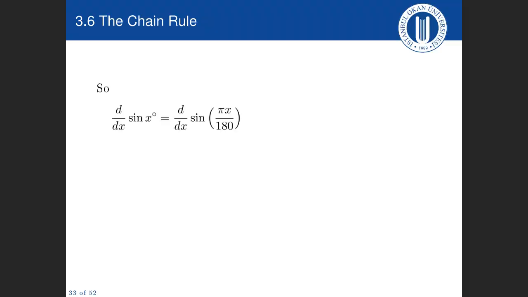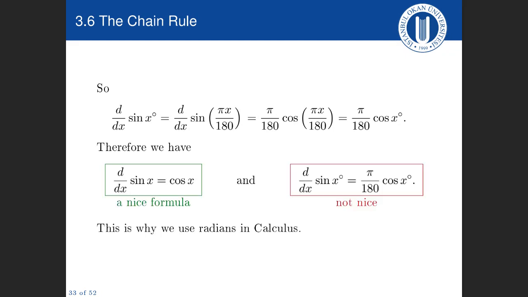So if we're doing the derivative of sine x degrees, what that really means is doing the derivative of sine of pi x over 180. And by the chain rule, that's pi over 180 cos pi x over 180, or pi over 180 cos x degrees. So we have the choice.